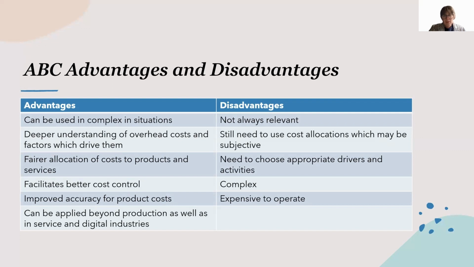Contrary to all those advantages, there are some disadvantages. So it's not always going to be relevant. We still need to use cost allocations, which can be very subjective. What I see as fitting one category, you may see as fitting another. With this in mind, we must choose the most appropriate driver and activity. It is very complex to use and it is going to be expensive to operate, and it is certainly going to be more time consuming than using the traditional marginal or absorption costing method.